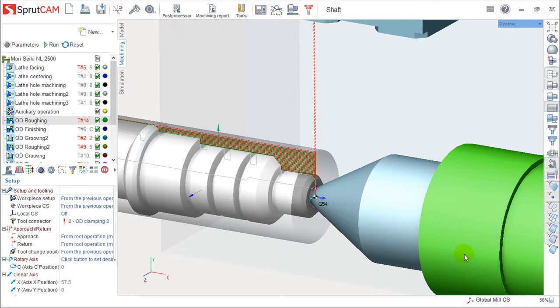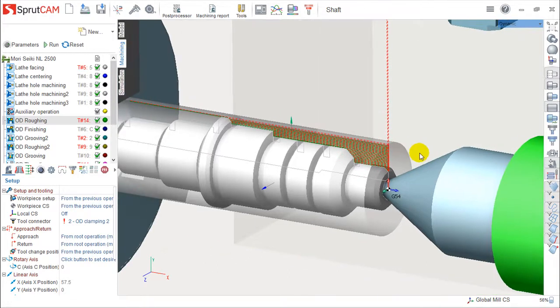Hello, we are here for one more lesson of this SprutCAM training course, and today we are talking about operation setup in terms of turning. Turning, as milling, is another group of toolpaths. As you understand the construction of the machine, the kinematics of the machine, it's completely different from a milling machine. So we have specific setups for defining the proper conditions to create a turning toolpath.